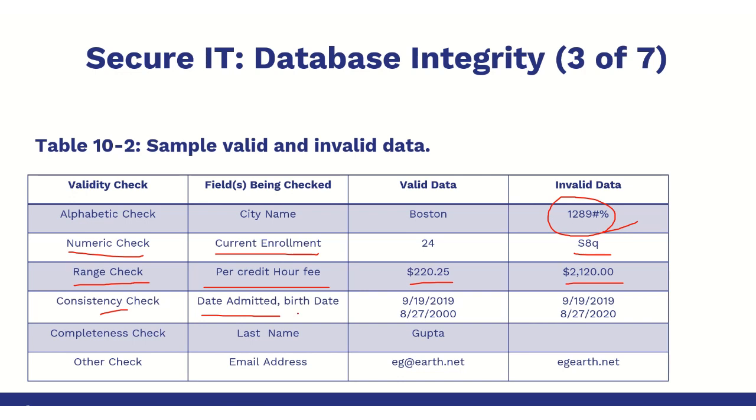Consistency check, for example, you have the date admitted and birth date. Date admitted can be of this type, but your date admitted must be after the birth date, right? The invalid data is this one because someone has been admitted before their birth date, so it's not possible. The completeness check: you see the last name is there, but then the last name is not there, so this is incomplete. Other checks, for example, email address. You can have an email validation enforced within your RDBMS, and then you can see that this one is invalid data because it does not have the at sign at all. There can be other invalid email formats. So that's why the database by itself provides you some validation logic.